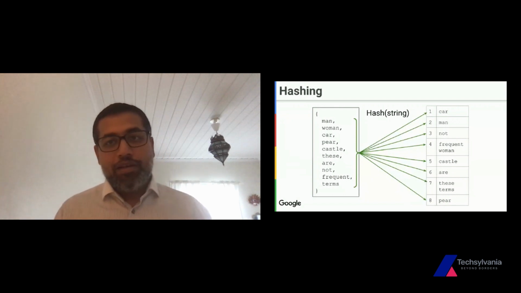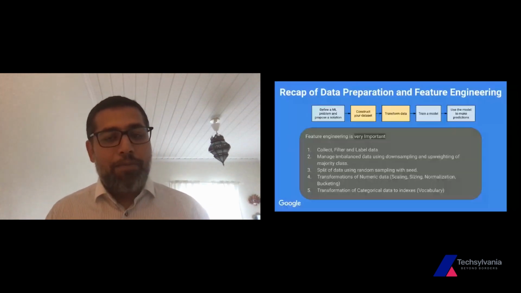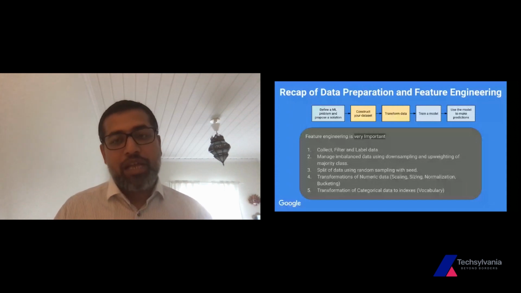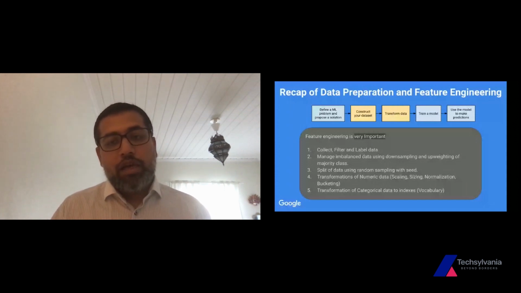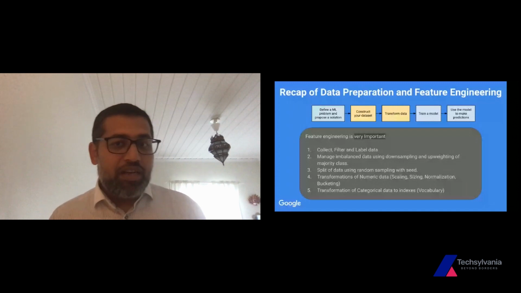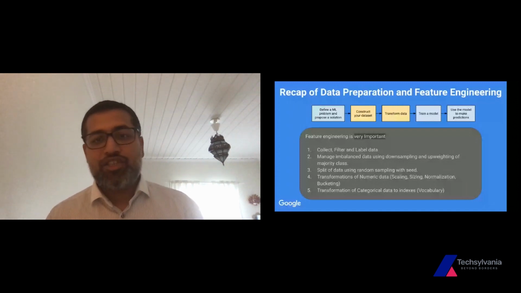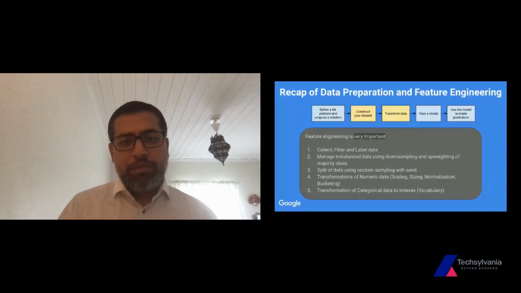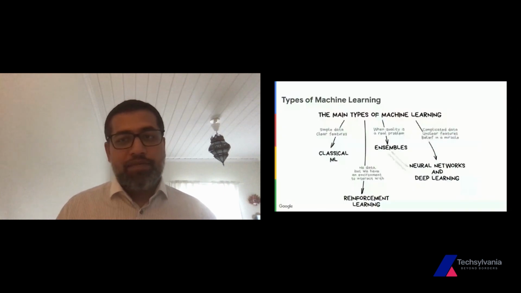Split your data with some sort of random sampling which is reproducible, and then do transformations of your data, meaning that you can work on improving your data distribution a great deal if you look into different normalization strategies. And in terms of types of machine learning models, again, this is a very, very simplistic view.